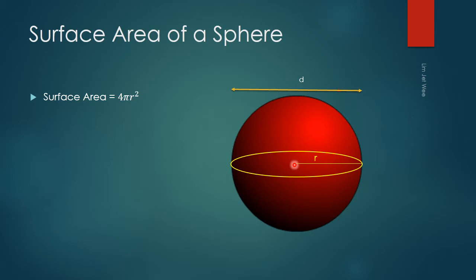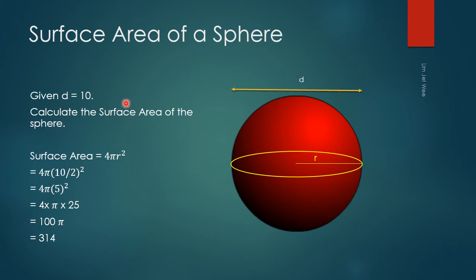Now, the formula for the surface area of the sphere is 4 pi r squared, and this r here is the radius. And always remember, the diameter is always 2 times the radius. So if you are given the diameter instead of the radius, you need to take the diameter divided by 2 in order to obtain the radius.